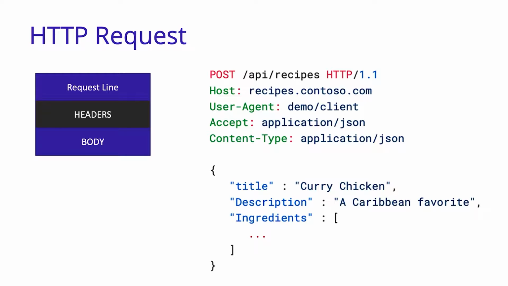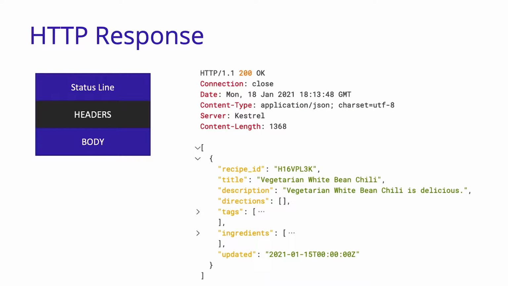Next, we have the HTTP headers, and the headers are essentially key value pairs. They contain metadata that's associated with this respective request. And next, we have an optional body section. In the body section, we have information that we can optionally send along with that request that might be useful for processing it.